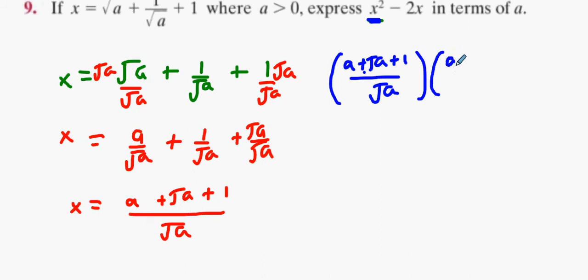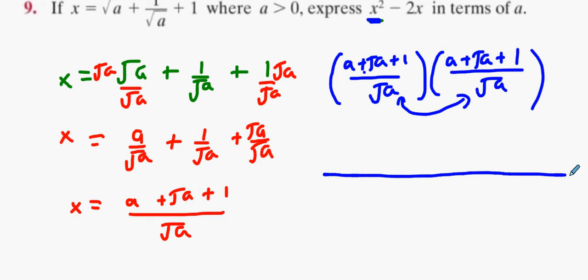Now, can anybody tell me how many items am I expecting on top? 3 in the first bracket, 3 in the second bracket. Expecting 9 items on top. What's the common denominator? What's root a by root a? a. 9 items on the top and just simply a on the bottom. Okay? a times a is a squared. a times root a is a root a.